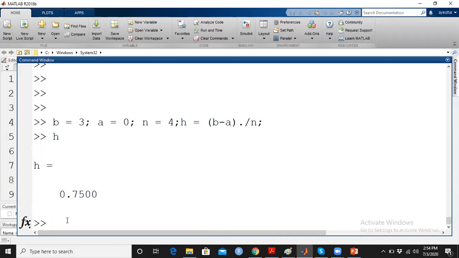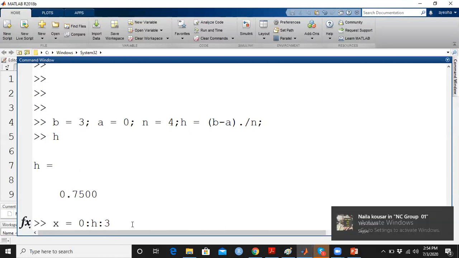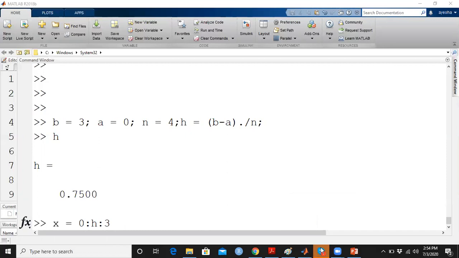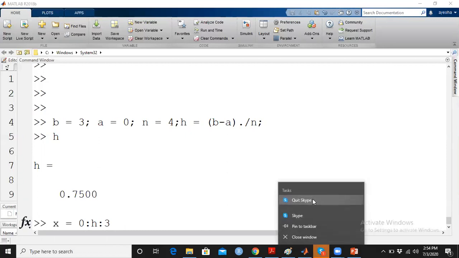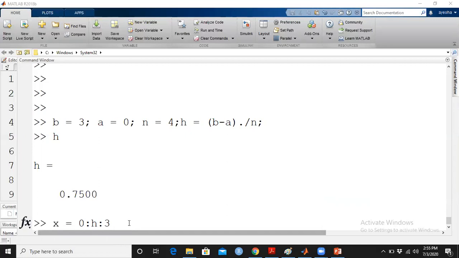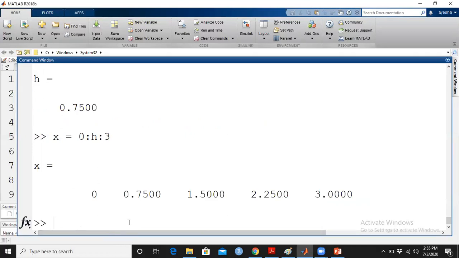All right, now I want to write my X. Remember students, X always starts at the starting point, the lower limit, then the step size, then the upper limit. This way you can easily find X. Or if you are using a pen and paper, do it this way: 0, 0 plus h, 0 plus 2h, 0 plus 3h, and stop when you get b. Now you have here x.